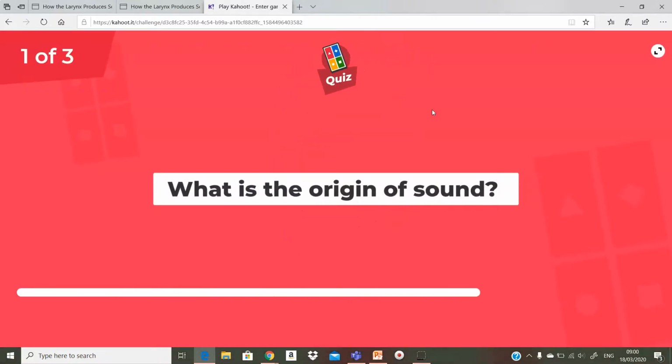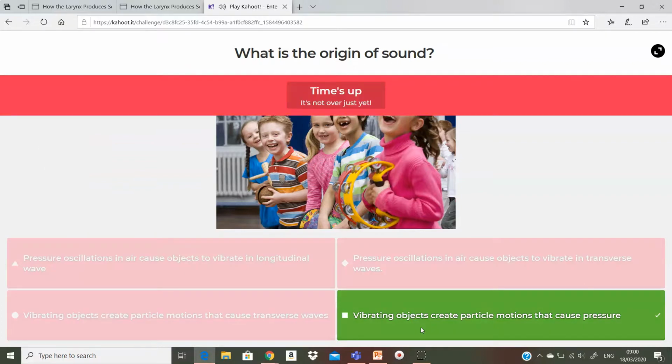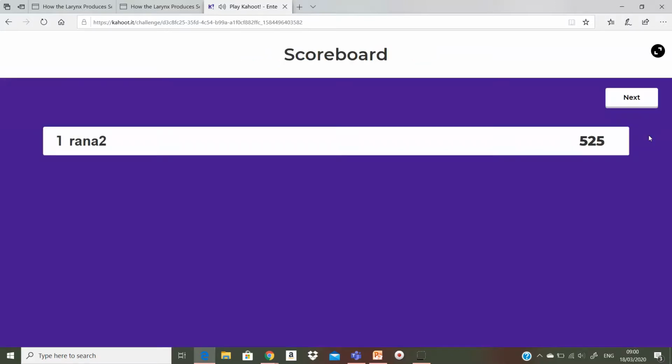What is the origin of sound? Is it the pressure oscillation in air causes the object to vibrate, or the vibrating object or pressure oscillation in air causes the object to vibrate in a transverse wave, or vibrating objects create pressure? So this is the correct answer. Now let's go to the other one.